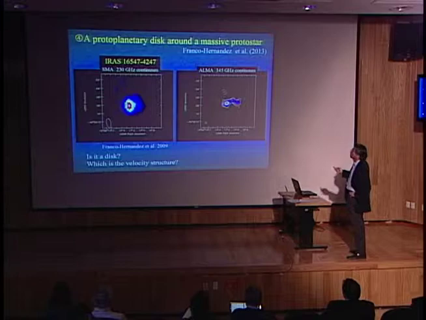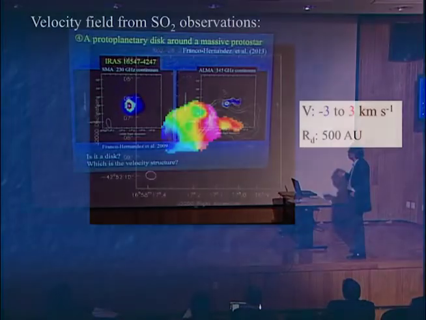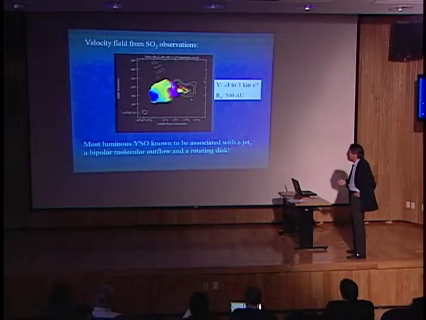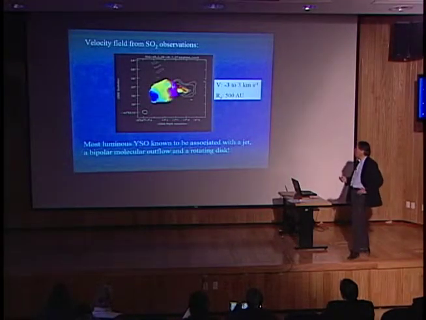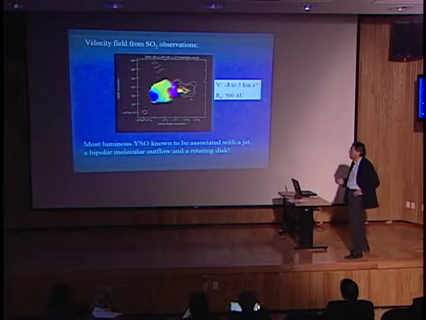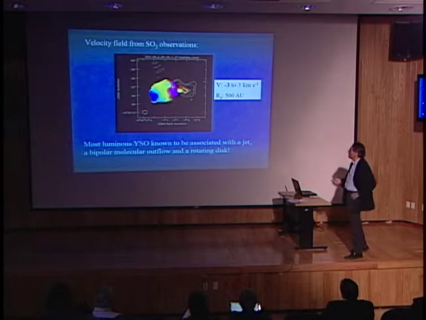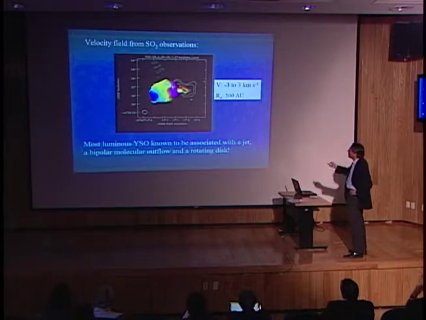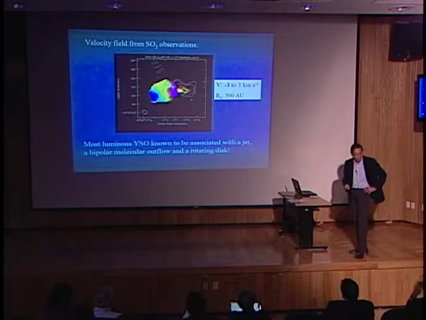It's true, it's an extended elongated feature, but we also, of course, got the velocity field. And the velocity field, we got it from SO2 observations, and we have a beautiful velocity gradient from -3 kilometers per second with a disk of about 500 astronomical units. So this is the most luminous source known to be associated with a jet, a bipolar outflow, and a rotating, perhaps, accretion disk. The outflow, very good question, the outflow is right there, perpendicular to this.